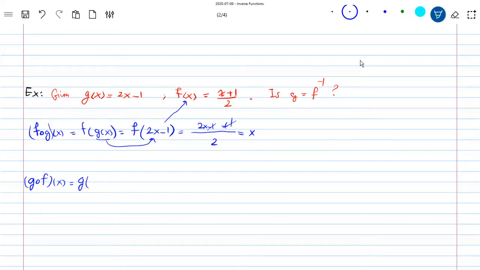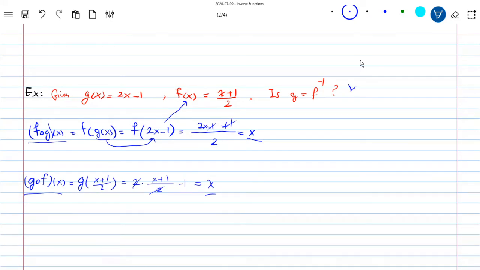So f is given as x plus 1 over 2. What is g of f? Replace x plus 1 divided by 2 into g. 2 times x plus 1 over 2, minus 1. These two will cancel out. x plus 1 minus 1 is simply x. What did I get? The composition of f and g equals x in both cases.